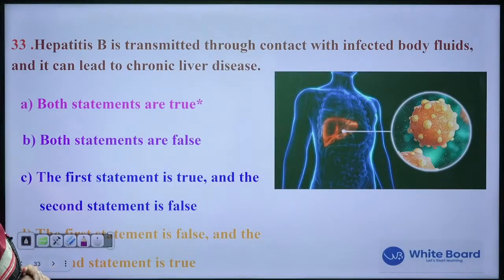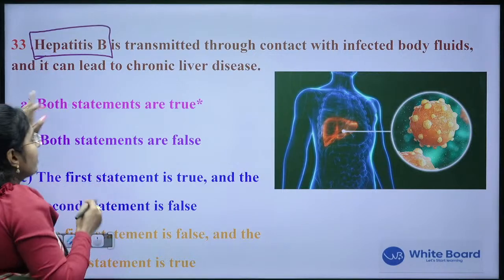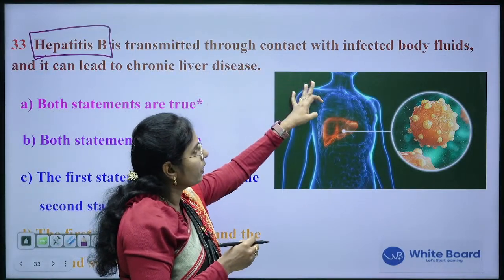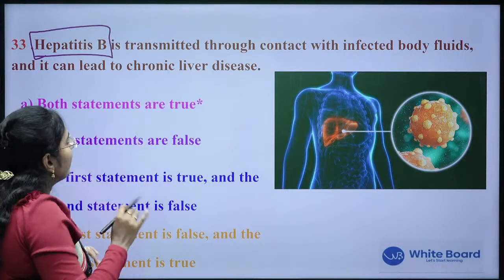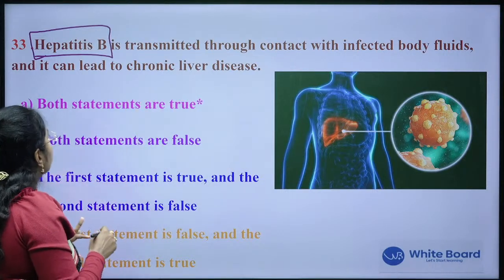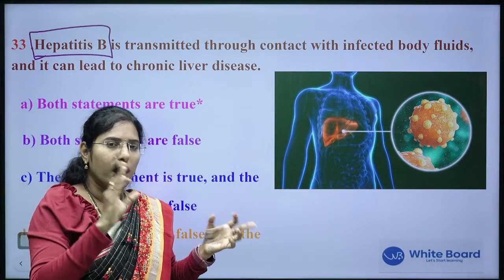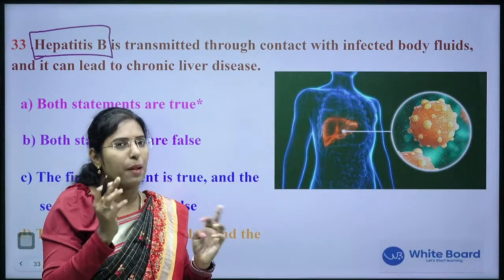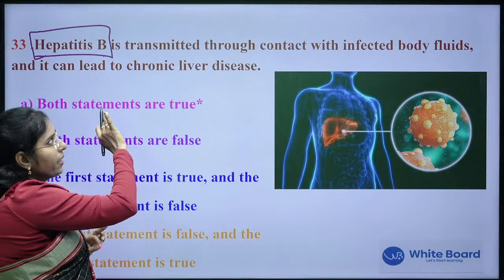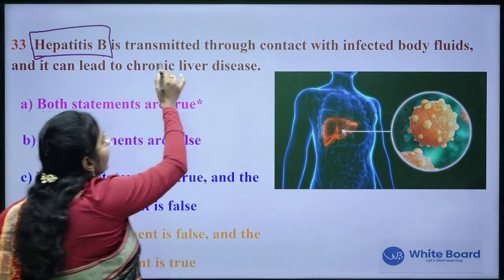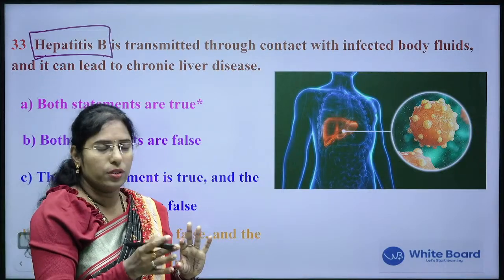Coming to the next question, hepatitis B. Hepatitis B is transmitted through contact with infected body fluids, and it can lead to chronic liver diseases. Hepatitis B is caused by hepatitis virus. There are two types of virus, hepatitis A virus and hepatitis B virus. This hepatitis B is caused by hepatitis B virus, and it is transmitted through contact with the infected body fluids. Yes, that is correct.